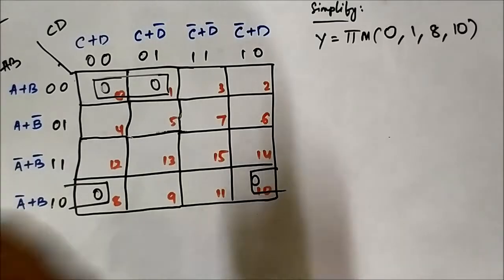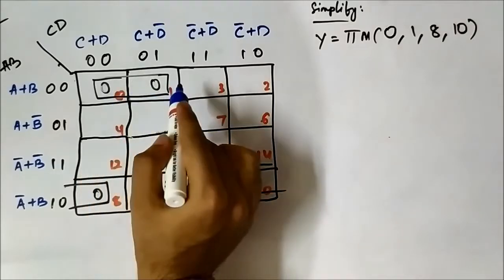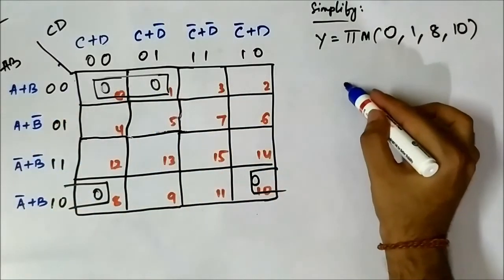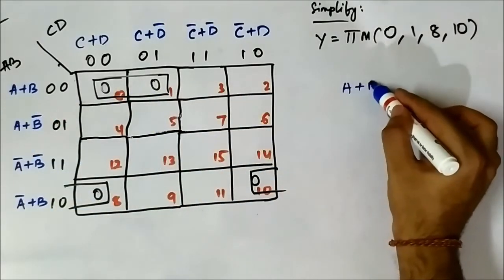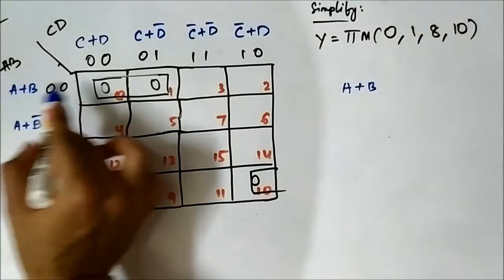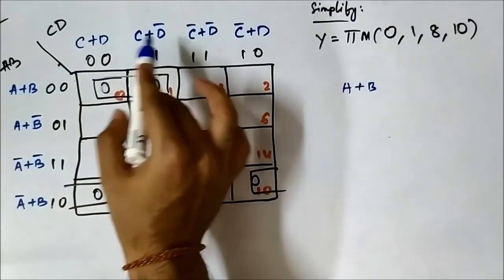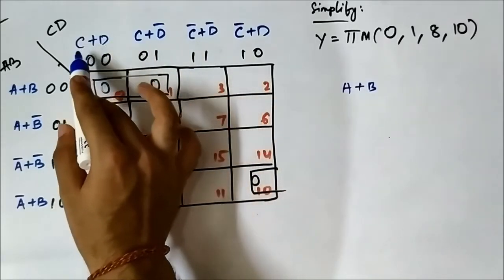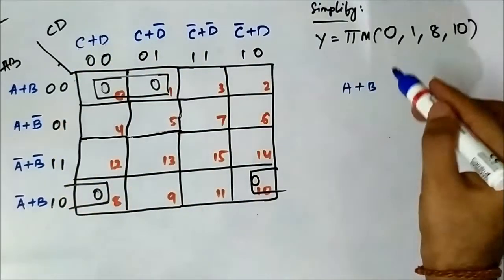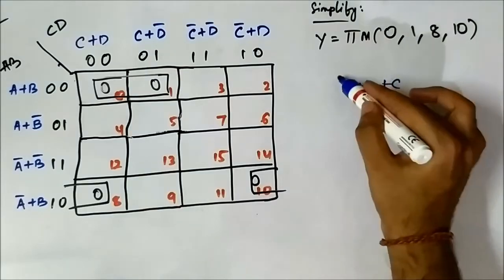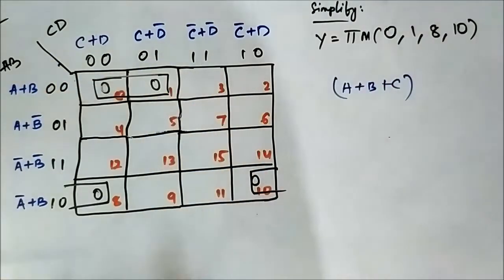So here for this pair involving cells 0 and 1, A or B is the horizontal component which is common to both these cells. Okay, so it will be there. In the vertical component we have C or D, C or D bar, so C is common. So that will be there. So this is for this pair.